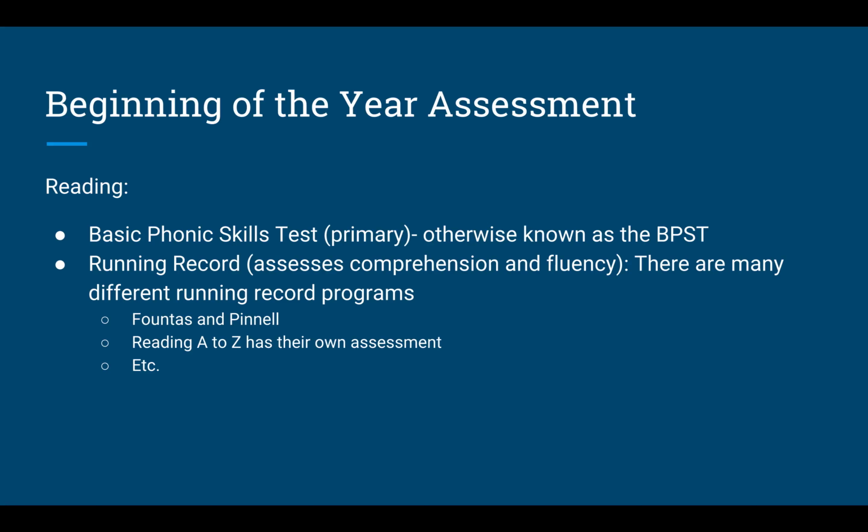The next form of assessment is called the running record, and this is unfortunately sometimes not given anymore past third grade. But the running record really gives the teacher the chance to assess a student's fluency, so how smoothly they read, and their comprehension, how much they remember and can work with the information that they have read. There are many, many different running record programs. Some examples are Fountas and Pinnell. Reading A to Z has their own assessment.